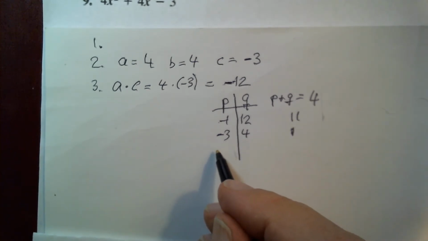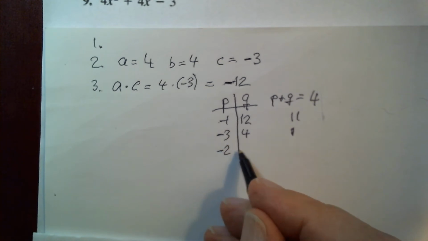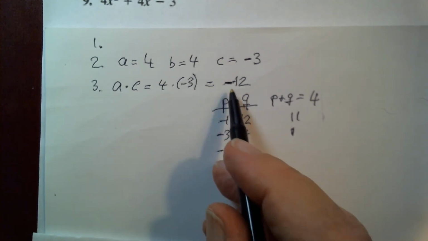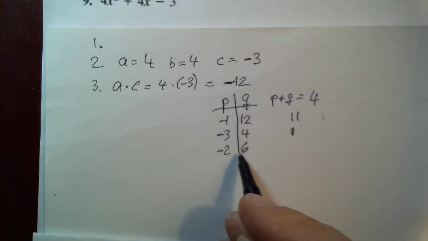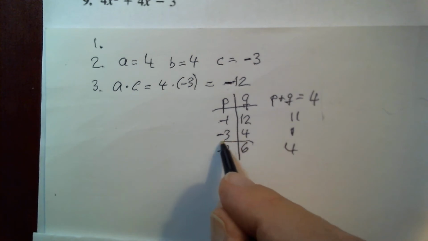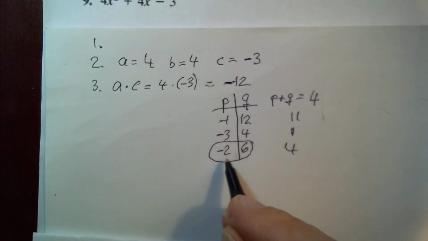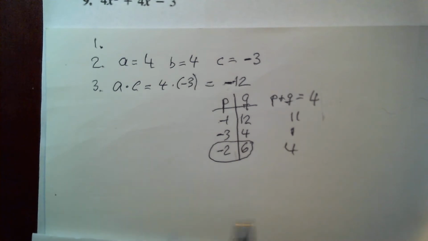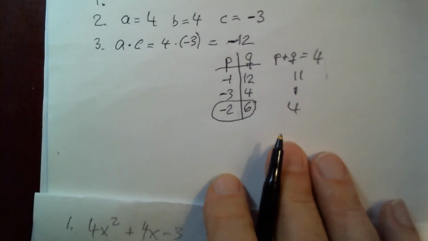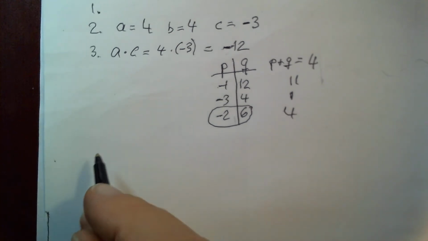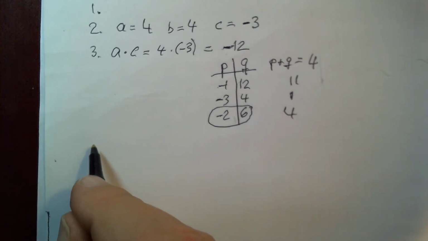Now, when we compute minus 2 times 6, of course, that is minus 12, and minus 2 plus 6 is 4. So that's the one. In other words, P equals minus 2, and Q equals 6. I won't necessarily show the next step in great detail all the time, but I will show it to you one time. And that is, now we split the middle term.